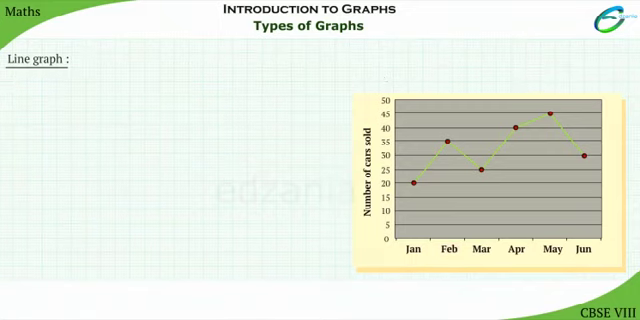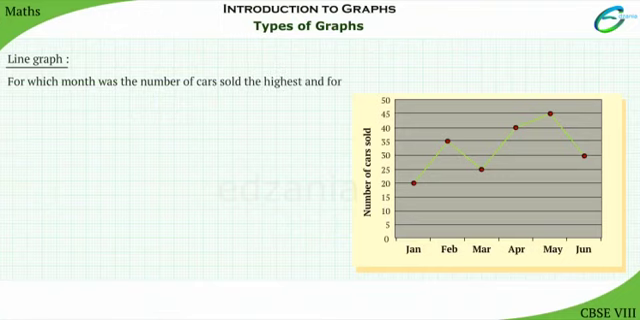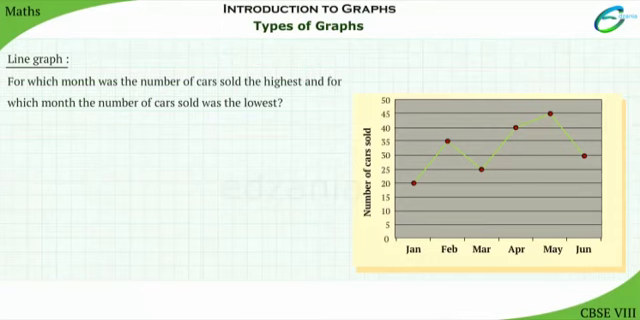Can you identify for which month the number of cars sold was the highest and for which month the number of cars sold was the lowest? We can answer this by looking for the highest and lowest points on the graph. The highest point on the line graph shows the maximum number of cars sold. This point corresponds to the month of May. And the point at lowest height shows the lowest number of cars sold. This point corresponds to the month of January.